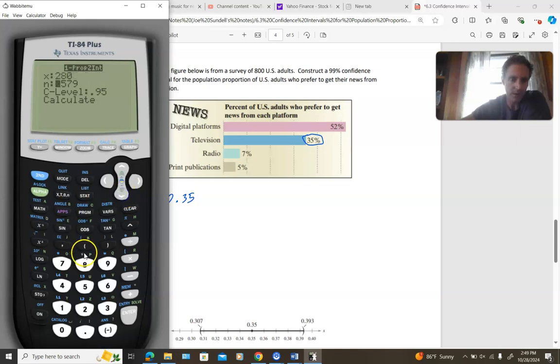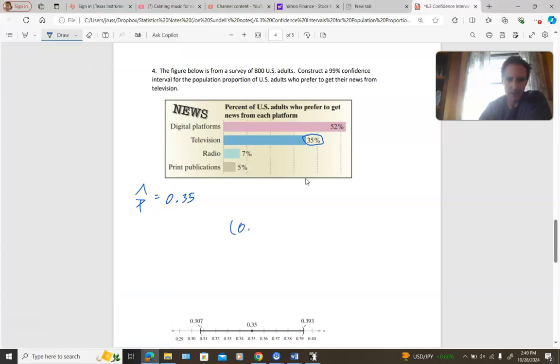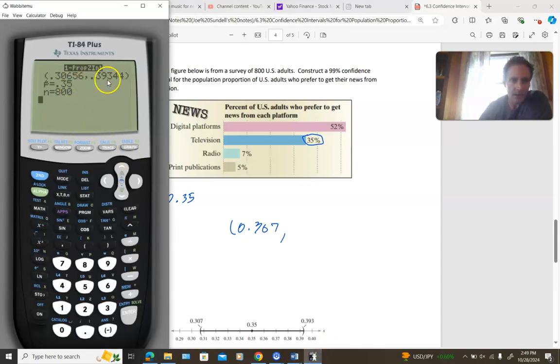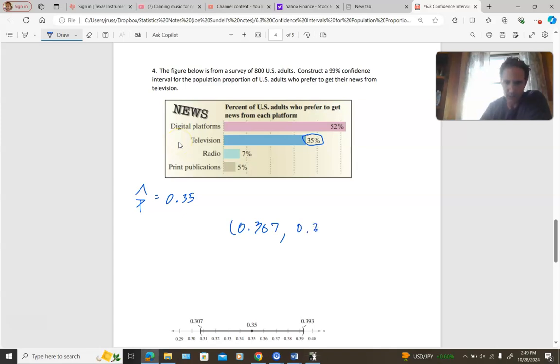And then, of course, we want to change. See, it actually went ahead and calculated it when I just scrolled down here. And then the size of the sample, n, is 800, and then we want a 99% confidence interval. Calculate this, and we get our lower bound. I'll carry this to 3 decimal places: 0.307 if I round. And then the upper bound would be 0.393 if I round.